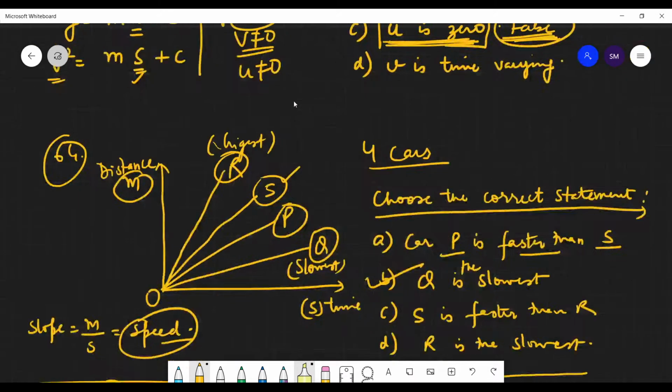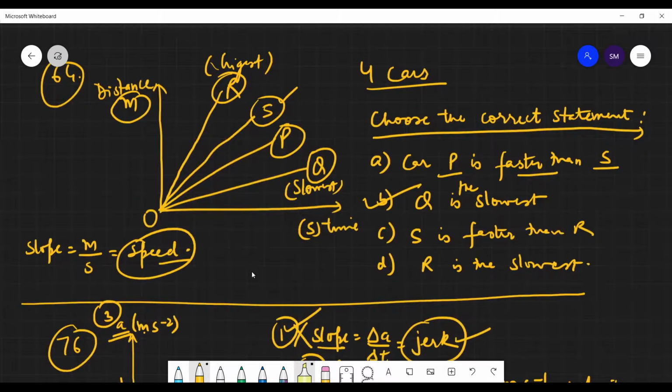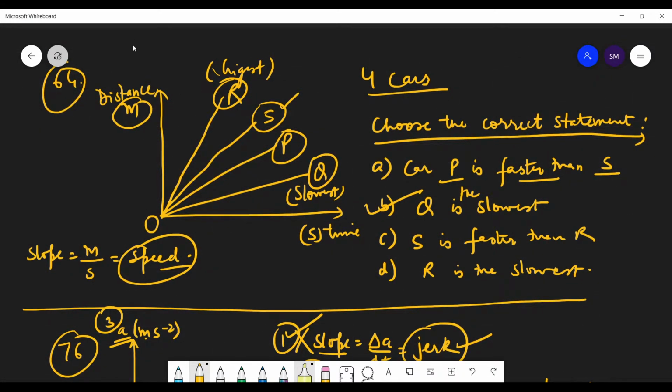Now next question. We have to tell, see this is a distance time graph. So in a distance time graph, the slope gives us distance upon time, meter per second, which is the speed. So the slope of these graphs tells the speed. So R has the highest speed, it has the highest slope, and Q has the lowest slope. So speed is lowest in case of Q. So Q is the slowest car.